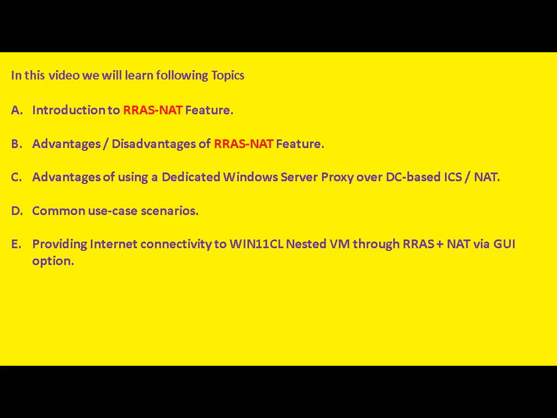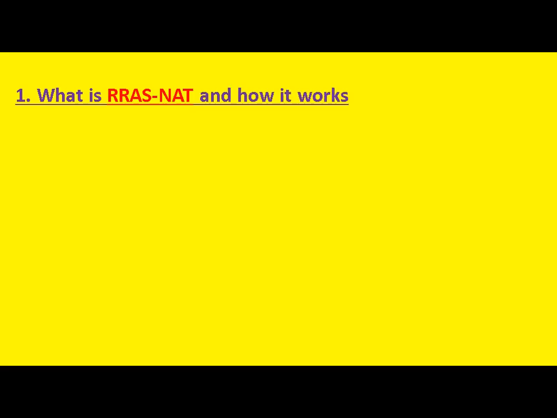NAT via the GUI option. Okay, so the first A, B, C, D are theoretical concepts which I will cover in a while, and the last option is the real practical steps, around 25 to 30 practical steps through which we will configure our RRAS plus NAT and give internet connectivity to our Windows 11 nested VM. Okay, so let's start the module again. The first theoretical concept is what is RRAS or NAT and how it works.